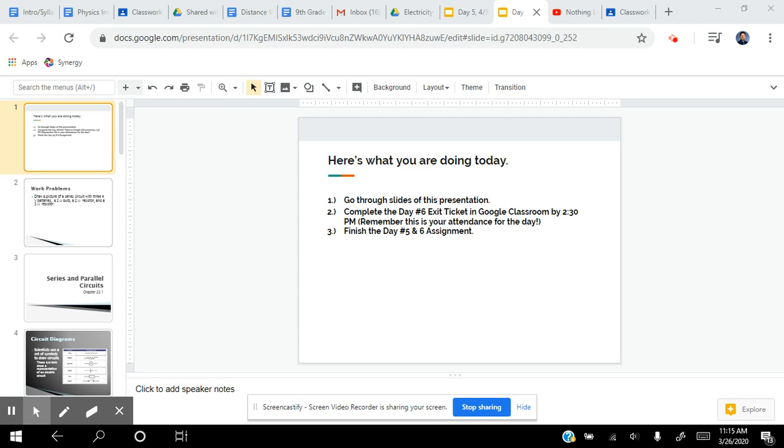Hello, ladies and gentlemen. Today we are going to be diving a little bit more into series and parallel circuits. Yesterday we kind of introduced just the basics of it, and now we're going to be calculating a few different things with those. So today your goal is to go through this slide, either by yourself or watching this video. Complete the day number 6 exit ticket in Google Classroom, and then finish day 5 and 6 assignment.